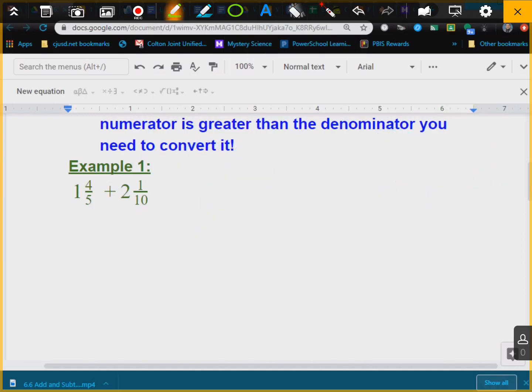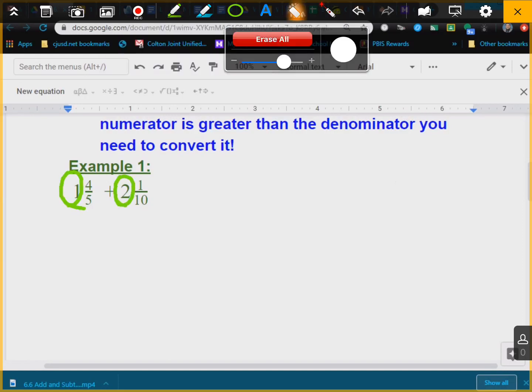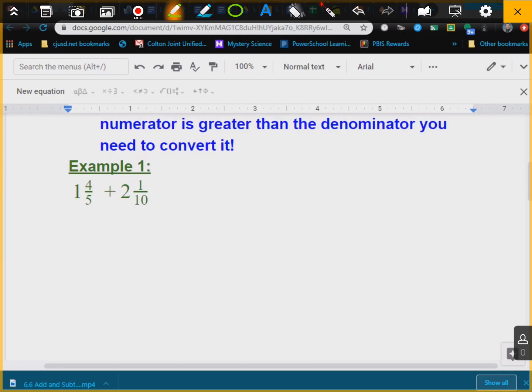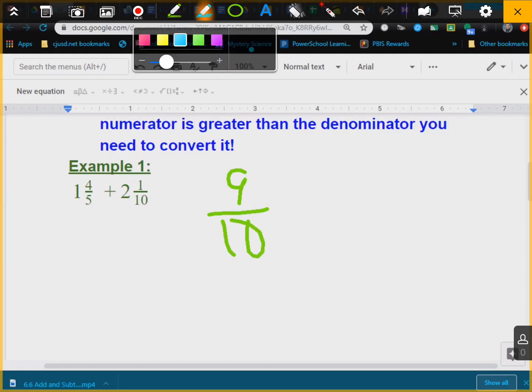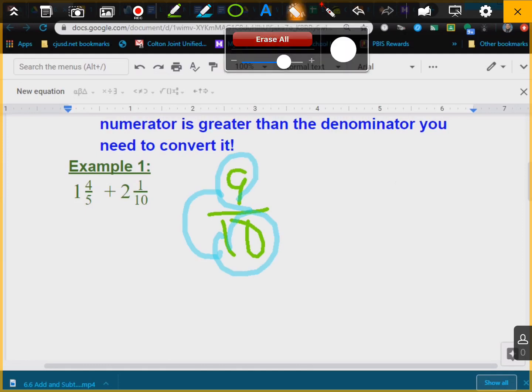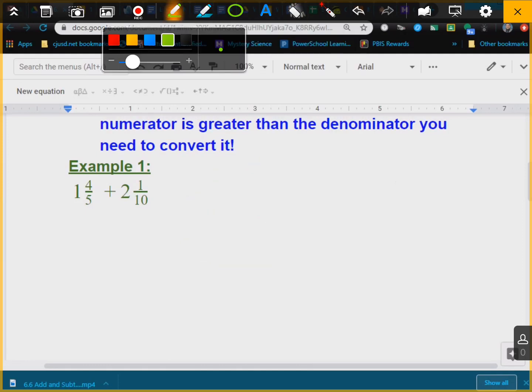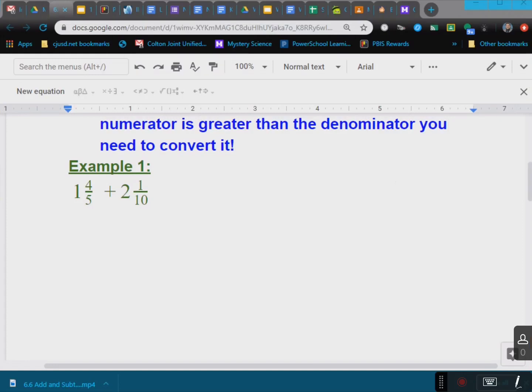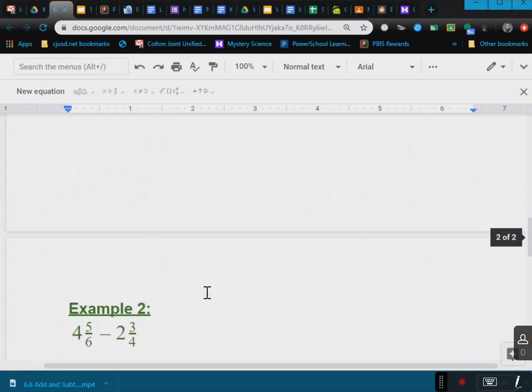You need to convert these fractions first. Forget the whole numbers until the very end, okay? Then you add them back on. So you don't have to worry about the third step on this one because the numerator was 9/10. It wasn't greater than the denominator. If this numerator gets bigger than the denominator, that's when you need to convert it. And I'll show you how to do that in example 3, because example 3 is when we're going to do that. So let's go ahead and do example number 2.